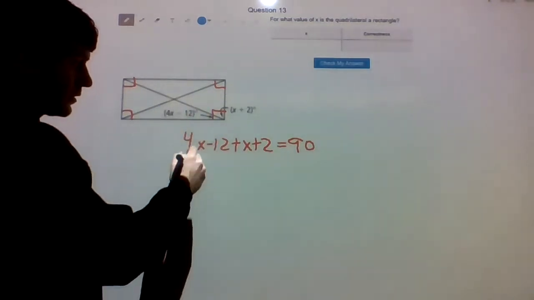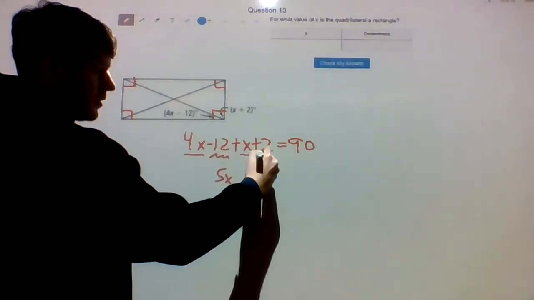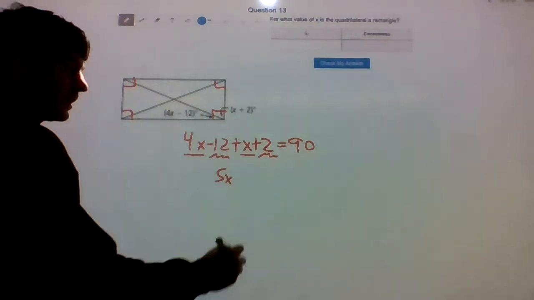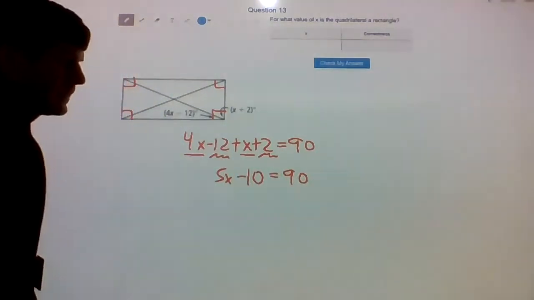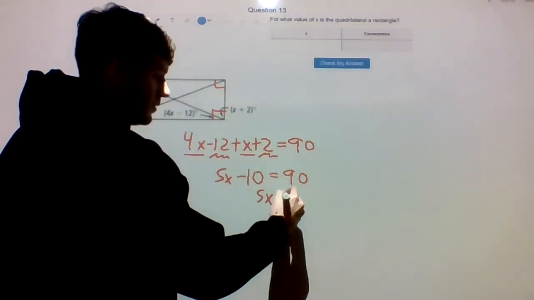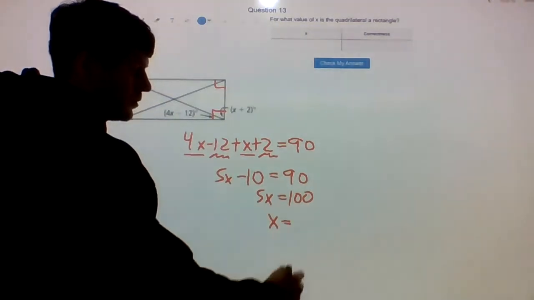So we combine like terms. I have 5x here. Minus 12 and plus 2, that's going to be a minus 10. That equals 90. I add 10 to both sides, so that's going to be 5x is 100. And then I divide both sides by 5, so I get x equals 20.